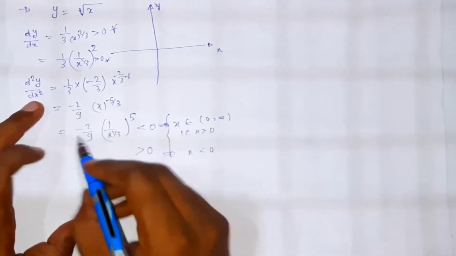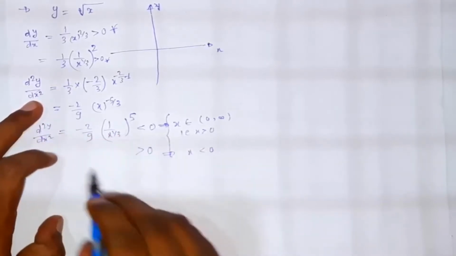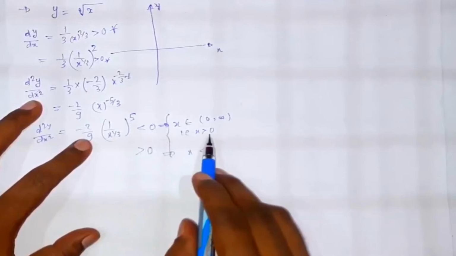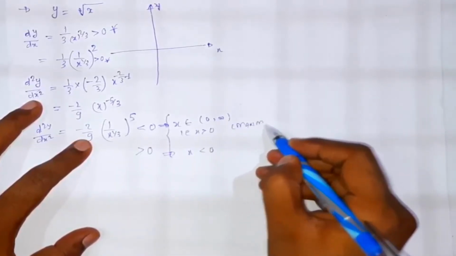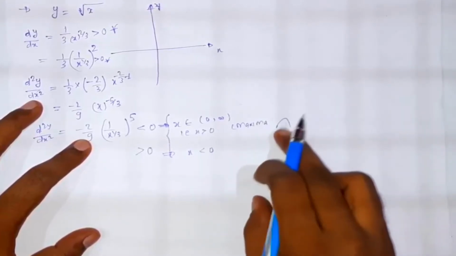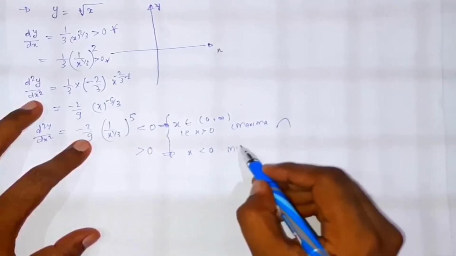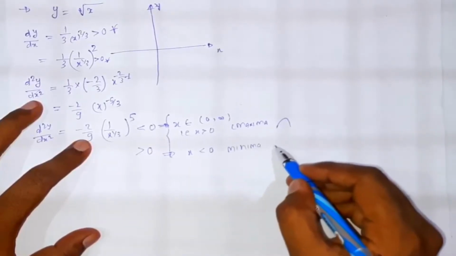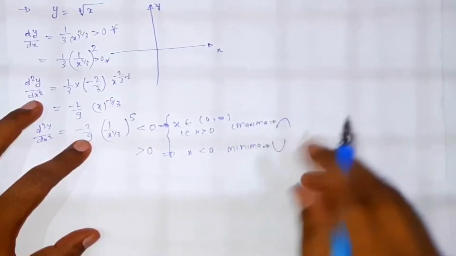So here we are getting d2y by dx square negative for positive values of x. That means maximum, that means like this. The shape of the curve will be like this. Here minimum, positive. That is the shape of the curve will be like this. Okay. So I hope it is clear to all of you.